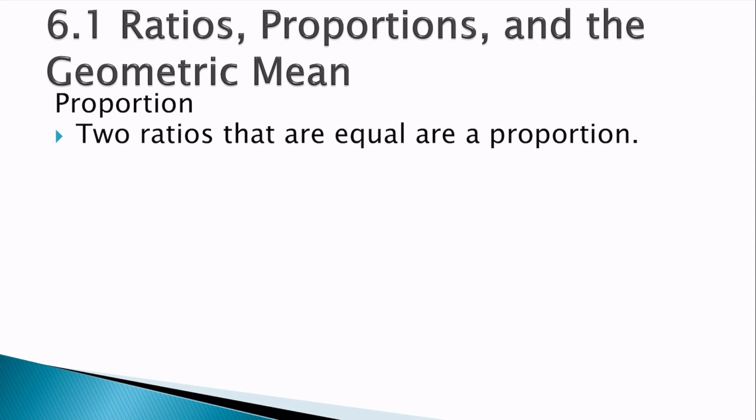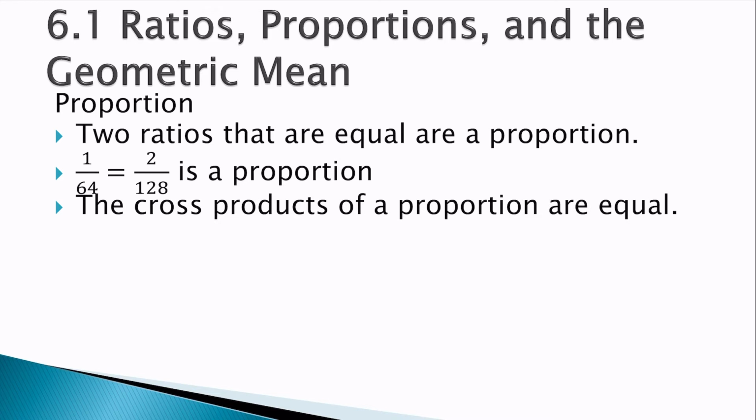A proportion is two ratios that are equal. So two ratios that are equal are a proportion, such as 1 over 64 and 2 over 128. They're equal because they have the same value. Cross products of a proportion are equal. I mean, look at this. If I do 1 times 128, that equals 2 times 64, because it's 128 and 128.